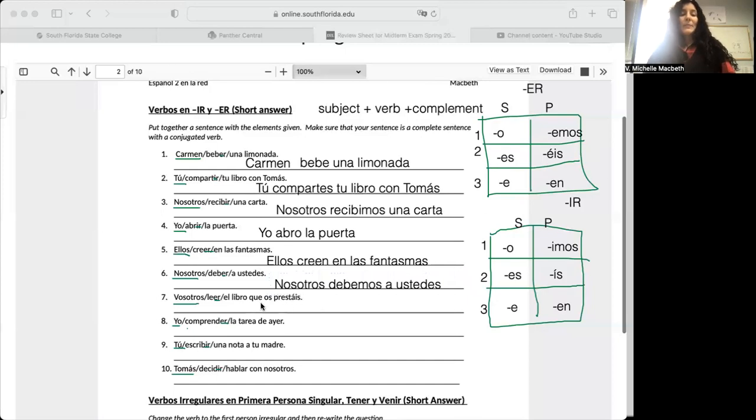Okay. What is the verb? Or what is the subject, I mean? Vosotros. What is the verb? Leer, right? So what is the vosotros form of leer? It's going to be leéis. ¿Sí? Leéis. Okay. El libro que os... Okay.